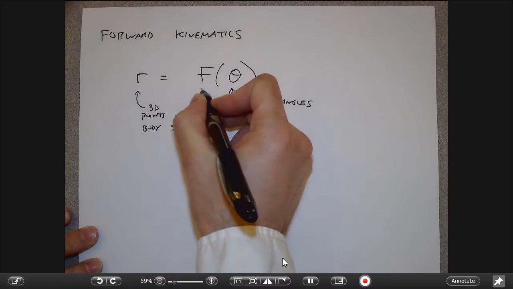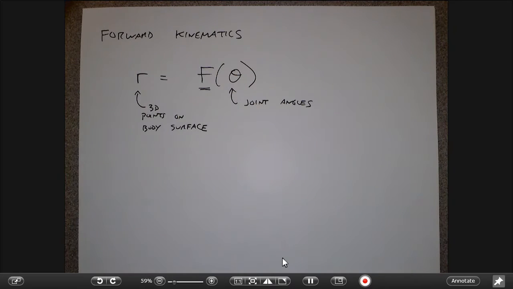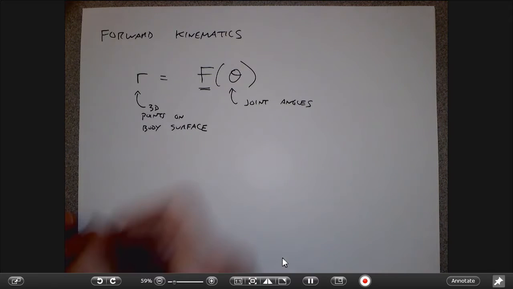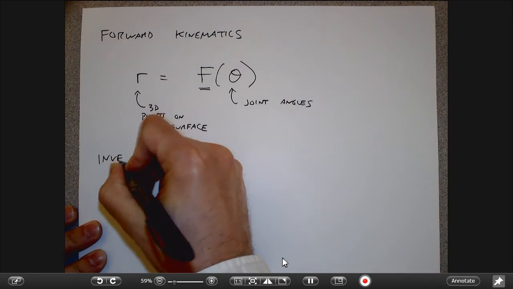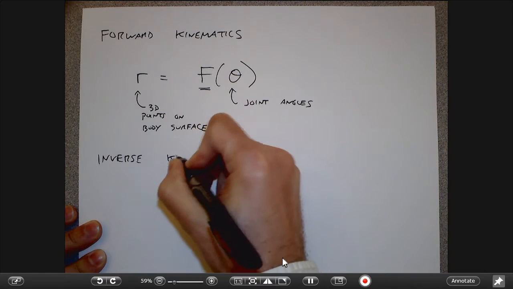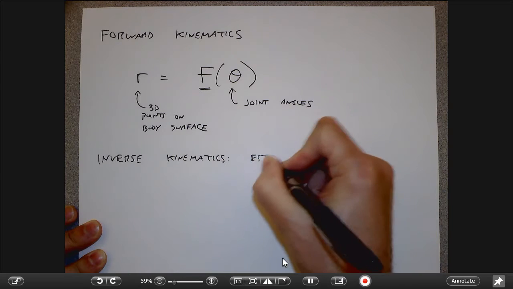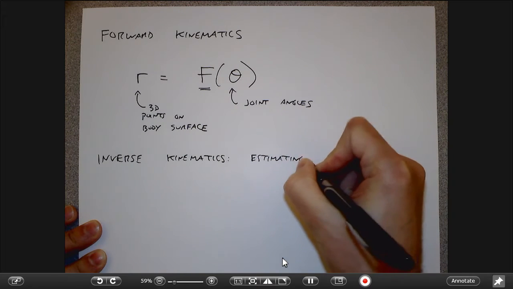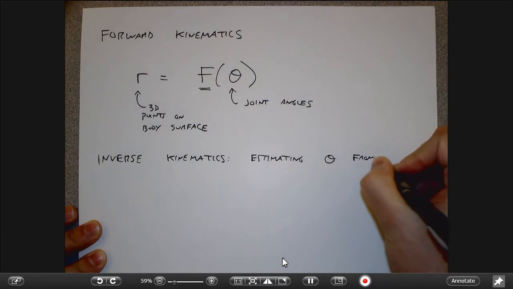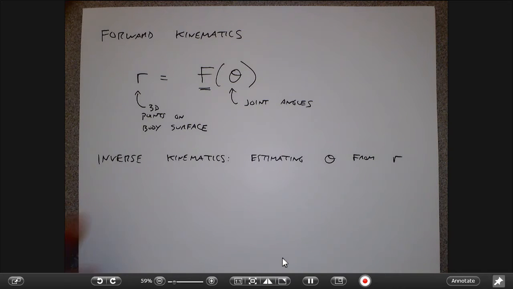The problem is that we can't just take this function and undo it, right? It's not easy to do because there are all these trigonometric functions inside, so it's not like a nice, easy inverse of that function. Instead, there are a couple of different ways we can solve this problem. Inverse kinematics is basically estimating theta from r, okay? And there are two different situations that we might be in.